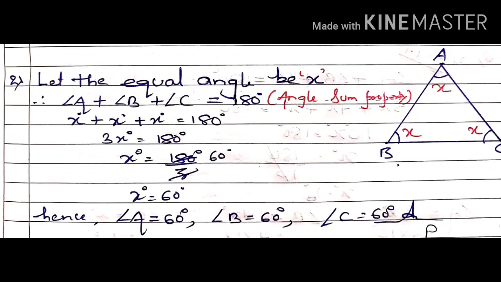Question 2. If the angles of a triangle are equal, find its angles. Always remember, if the diagram is not there in the question, first you make the diagram of the triangle. If you make the diagram of the triangle, it will help you to solve the question. Check A, B, C. All three angles are equal, means x, x, x. So let the equal angle be x. Angle A plus B plus C is equal to 180 degrees. So x plus x plus x is equal to 180 degrees. Therefore x is 60 degrees.